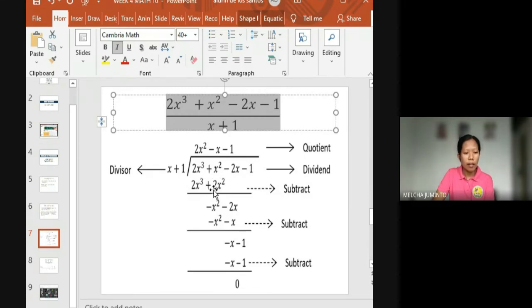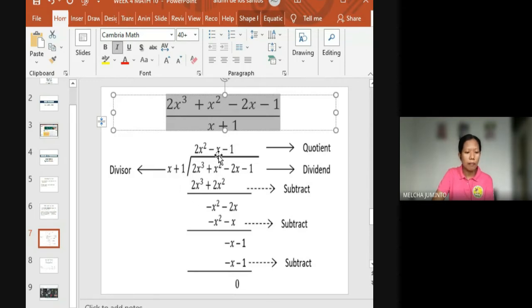So 1 minus 2, negative 1. And copy the variable x squared. And then we repeat the process. This time, negative x squared divided by x. So dividing negative and positive, quotient is negative. Subtract the exponent x squared minus 1, 1.